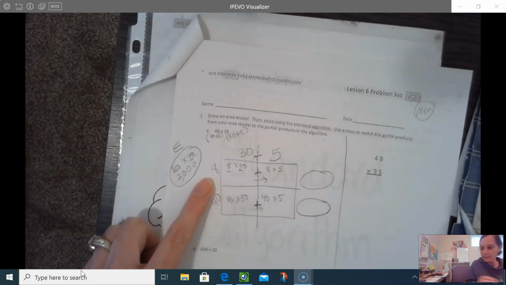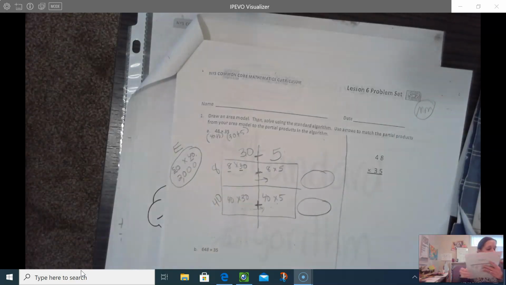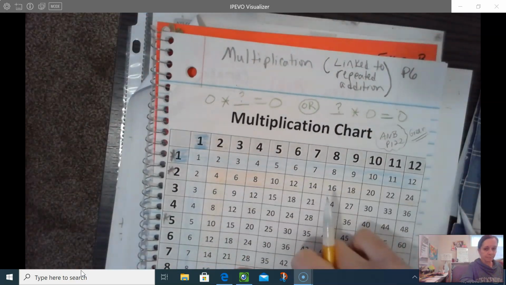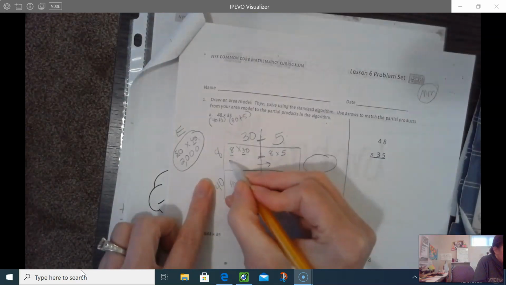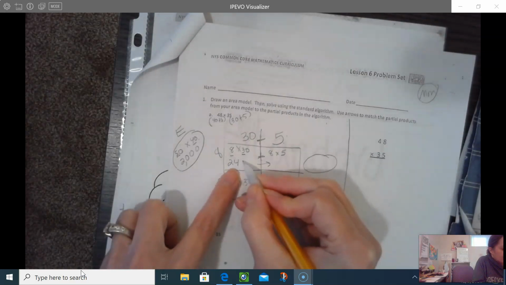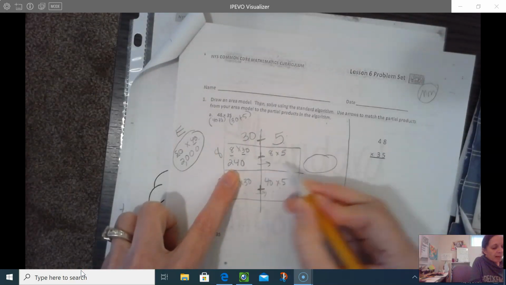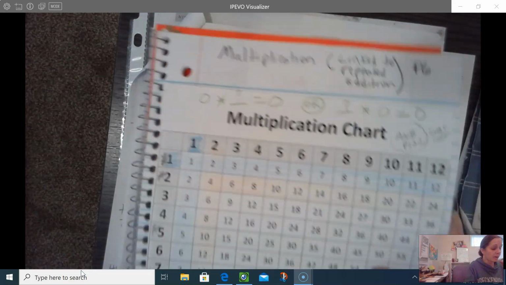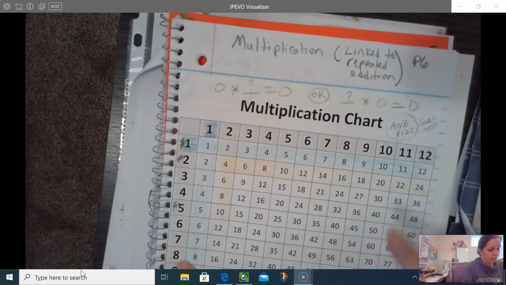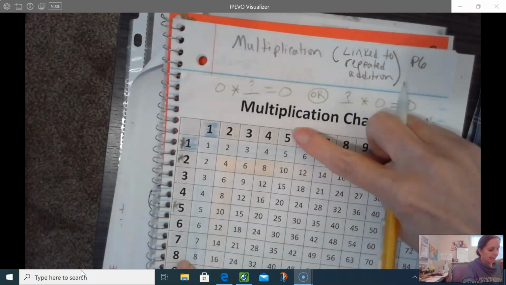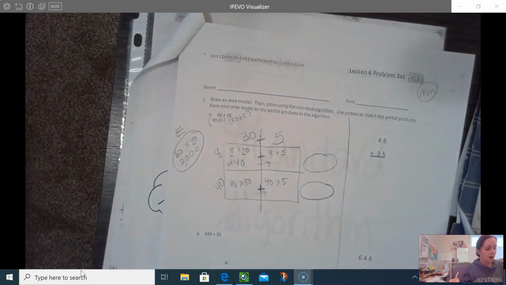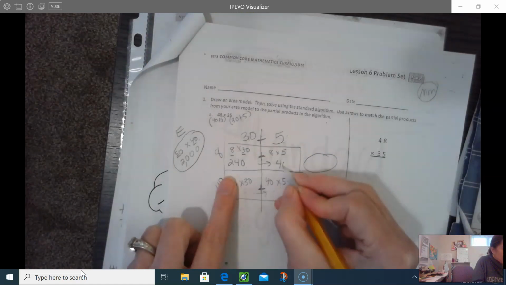8 times 3, if I'm not sure, I'm going to go ahead and use that multiplication chart. So 8 times 3, or 3 times 8, 24. So I will put that in, 24, but then I have 1 0 at the end of that, so 240. And then if I look at 8 times 5 or 5 times 8, again, if you know that by heart and it's automatic, great. If I don't, I'm going to go ahead and use my multiplication chart. 8 times 5, I follow it over, 40. Beautiful.